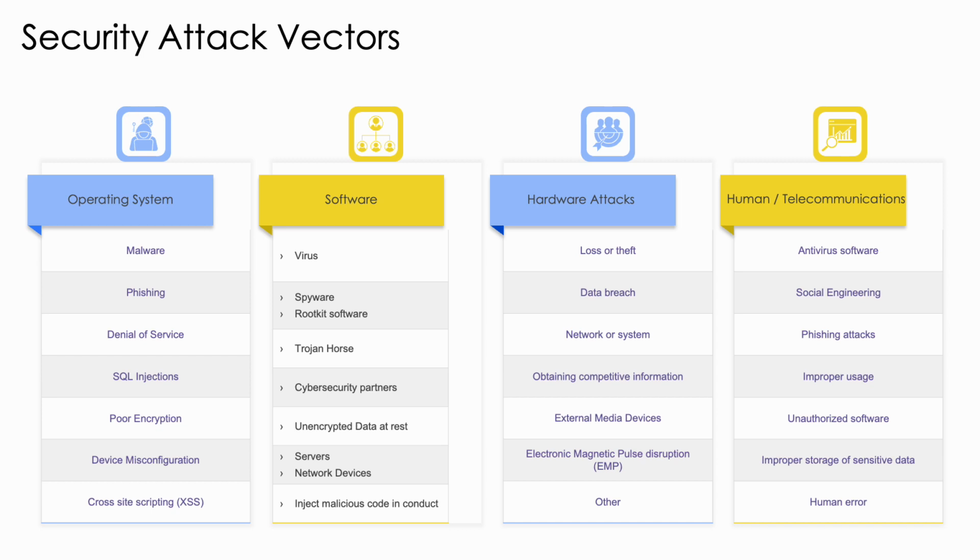And then hardware attacks would be any kind of loss or theft. And then human attack vectors would include improper usage, installing unauthorized software, or social engineering.